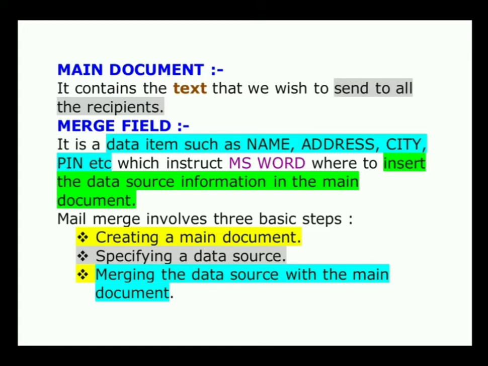So mail merge involves three basic steps. First, we have to create a main document, and after that we have to specify a data source, and then merge the data source with the main document. First, we create the main document, then we specify the data source. After that we merge the data source with the main document, and finally send the mail or print the letters or documents.